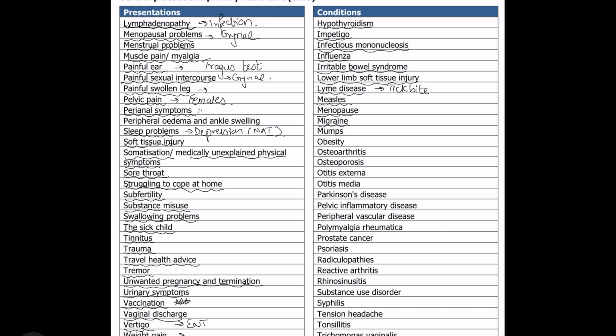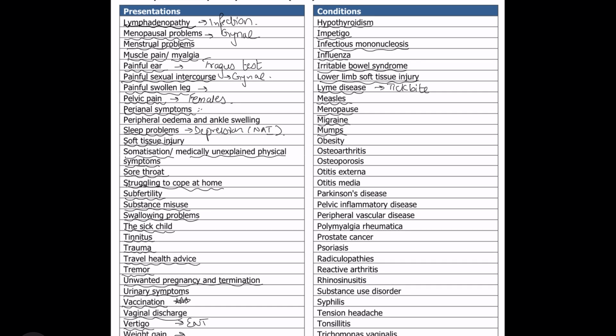The menopause we have talked about. Migraine we have talked about. The headaches on one side along with aura. Mumps, this is a swelling of the parotid gland. It can be on one side of the face, and this swelling can be associated with orchitis.